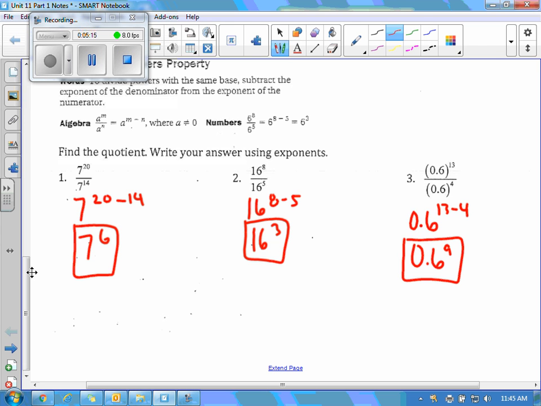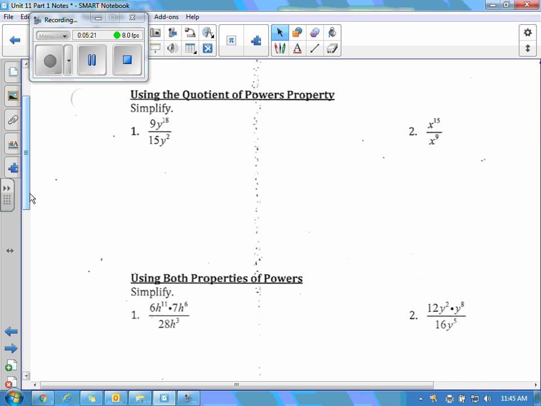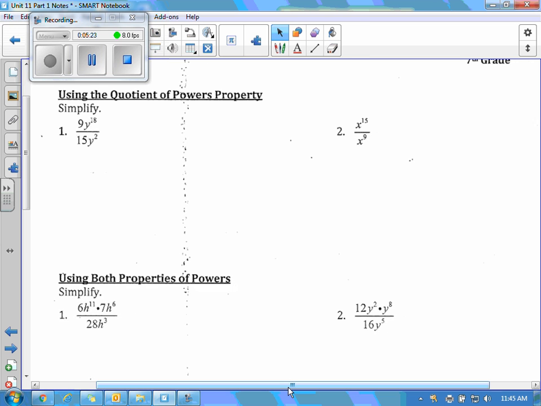And we'll simplify that. If you look at the backside, we're going to use the quotient of powers property and incorporate variables for this one. The first thing you need to remember is that the exponent goes with whatever is directly in front of it and only with what's directly in front of it.